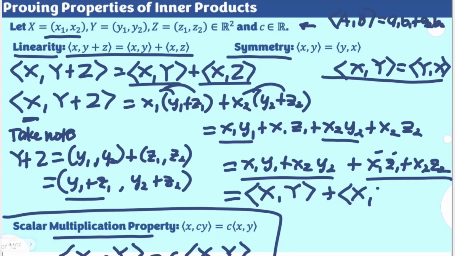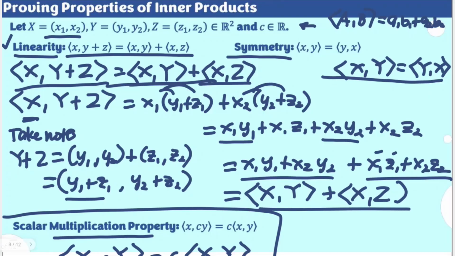So you have x here and z. We have shown that from here, we reach this portion, this item here. In short, linearity works for inner products. That's one of the properties we're trying to prove here. Let's proceed to the second one, which is symmetry.